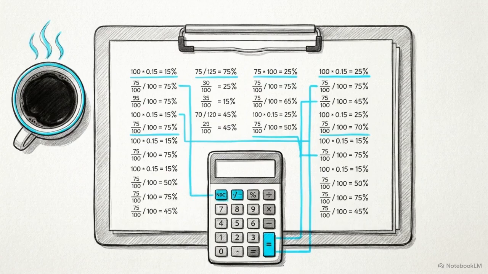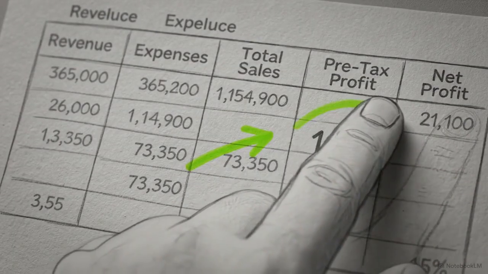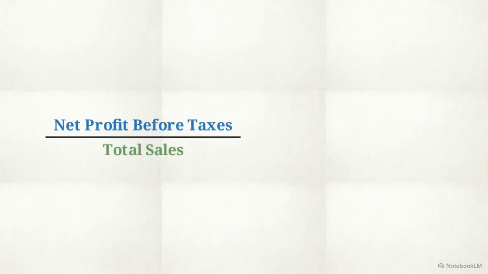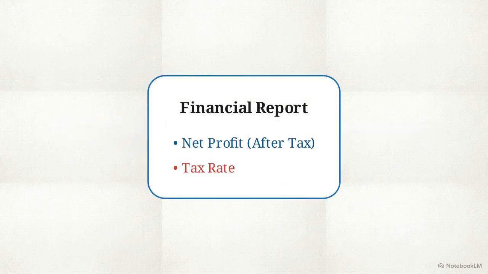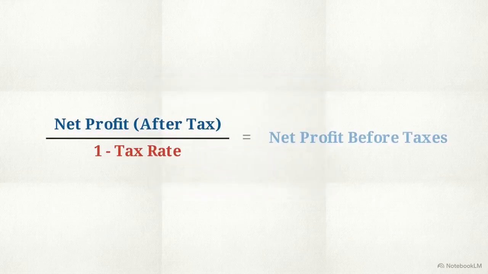Next, we move to Section 2. Here, we look for quantitative evidence that the company's management is operating the business efficiently. First, we evaluate the pre-tax profit margin, which shows how much profit the company keeps from every dollar of sales. You calculate this by dividing the net profit before taxes by the total sales. If your data source only provides profit after taxes, you can reverse engineer it. Just take the net profit and divide it by 1 minus the company's tax rate.